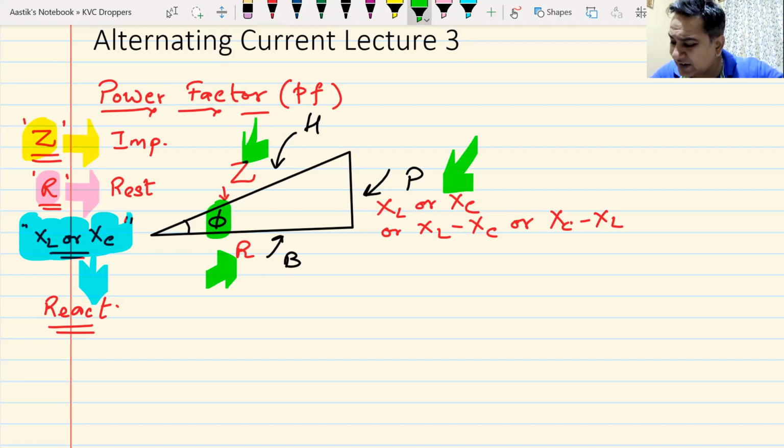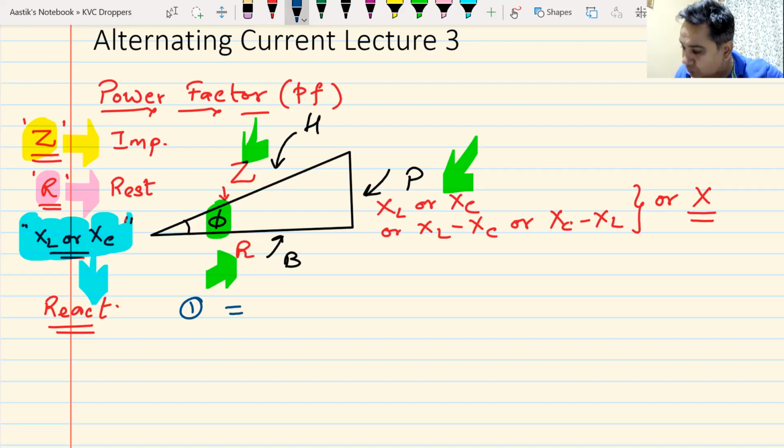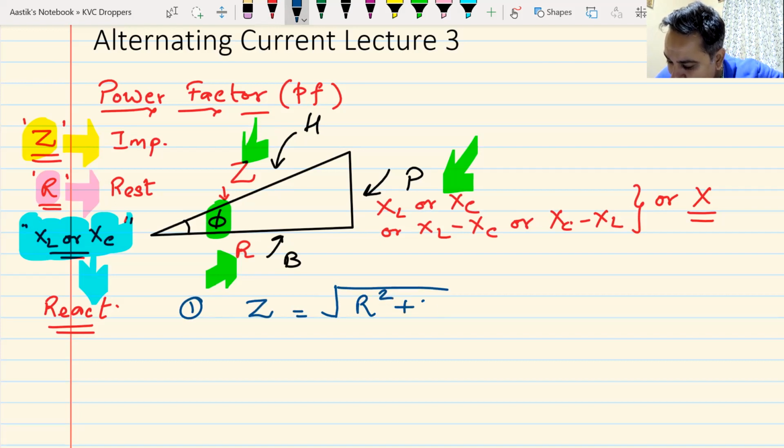Now, instead of calling it XL or XC, let us call all these combined terms X, so that we can use this for XL, for XC, for XL minus XC or XC minus XL. Now from here, I can find the relation between these three. The first of these relations is that Z will be equal to the square root of R square plus X square.